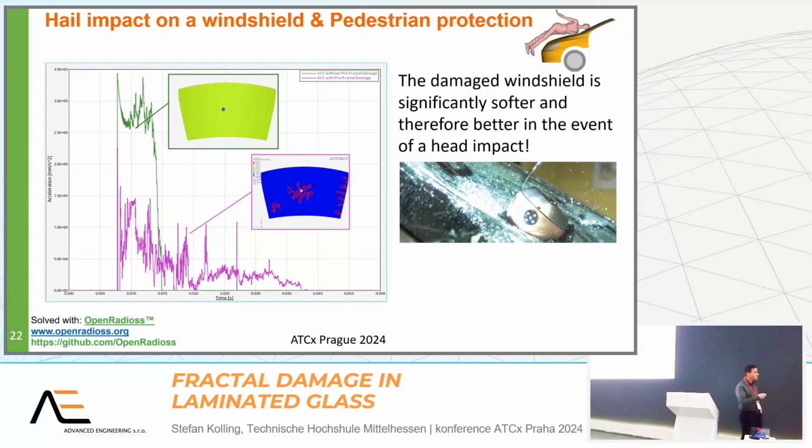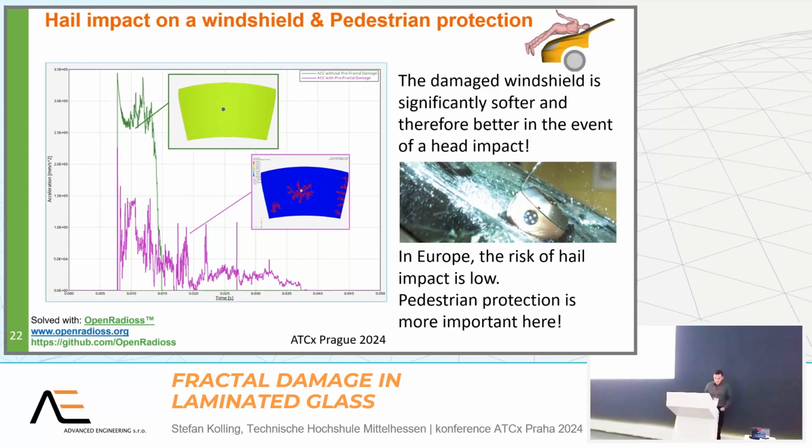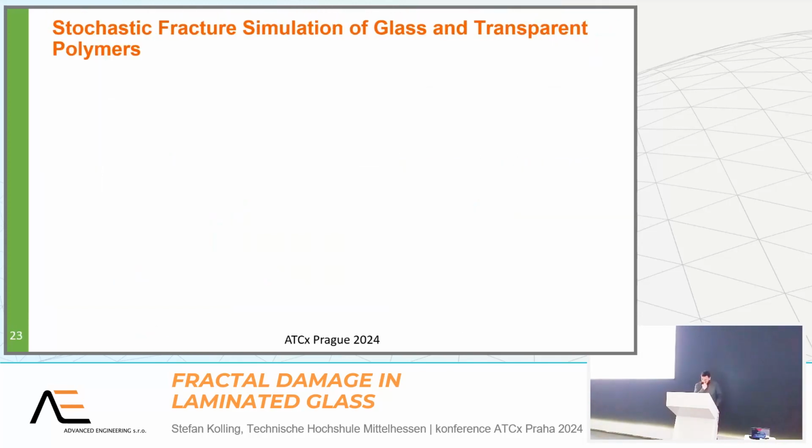So the head is shot with 30 kilometers per hour to the windscreen, and the acceleration is measured. So in Europe, the risk of a hail impact is very, very low, but pedestrian protection is more important at this point.